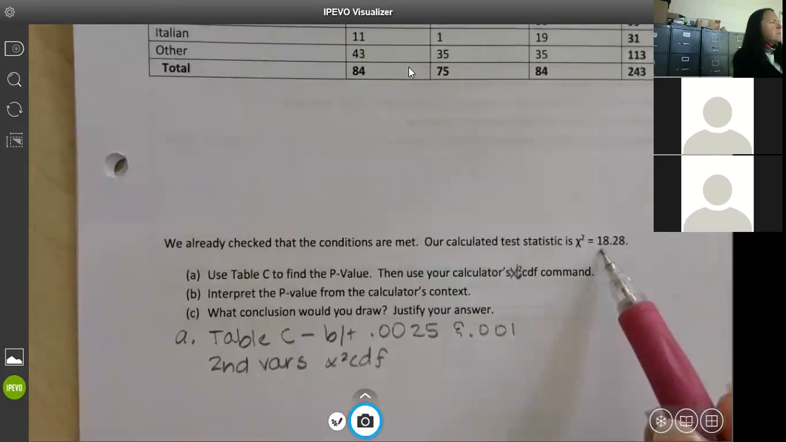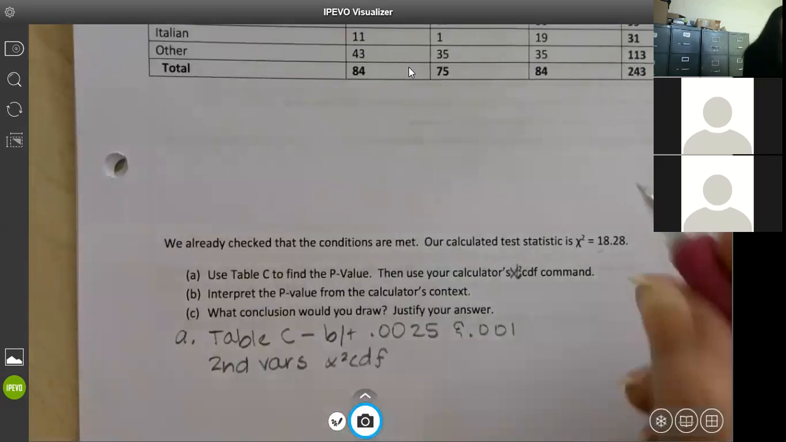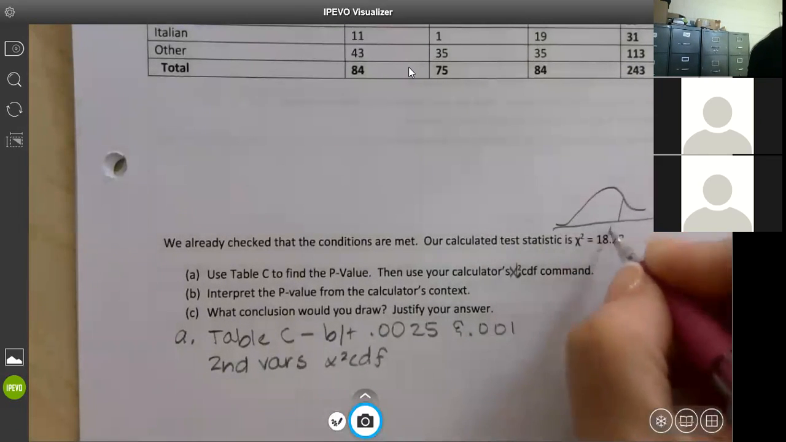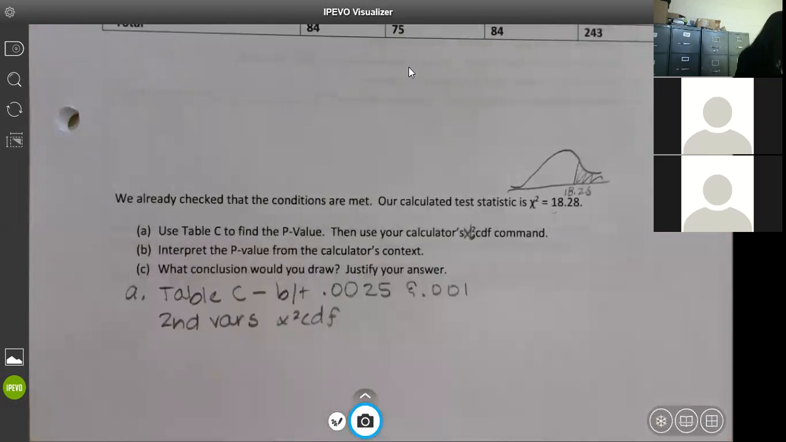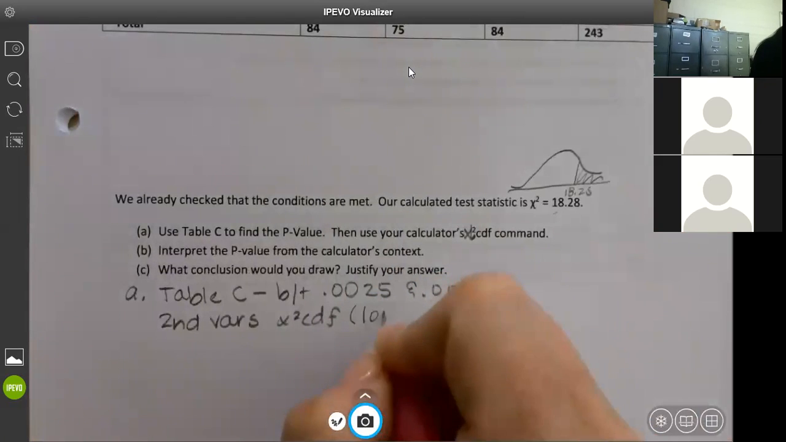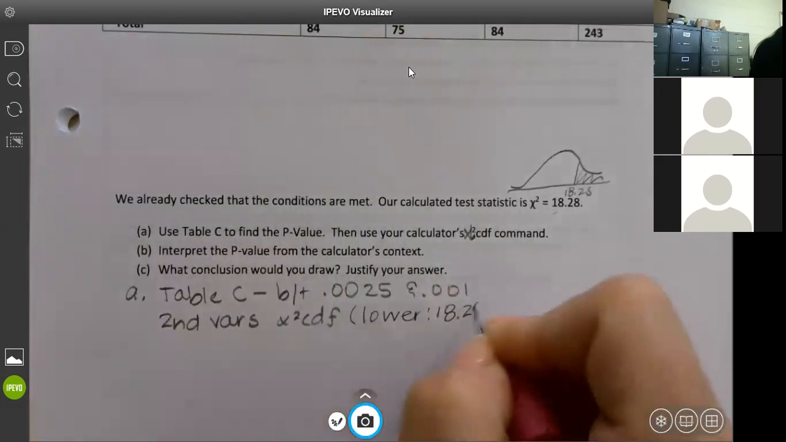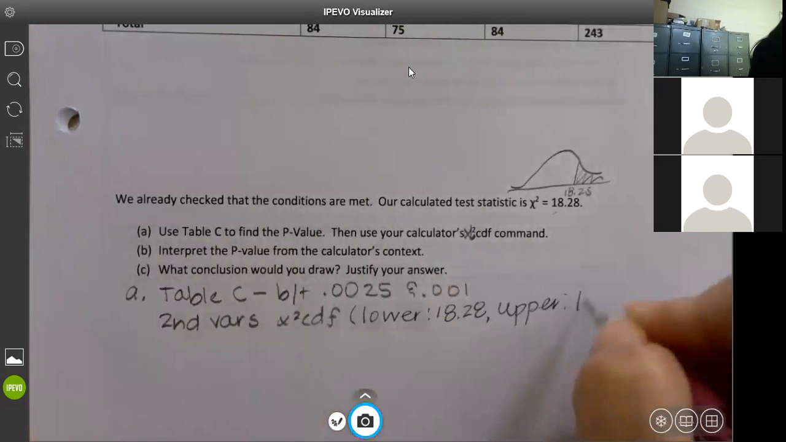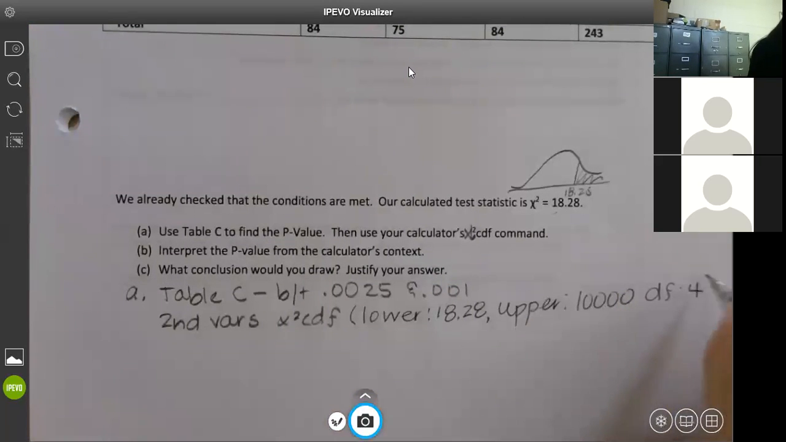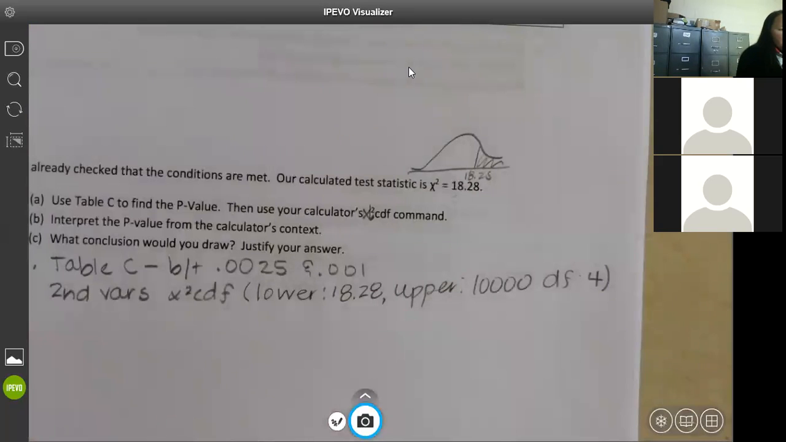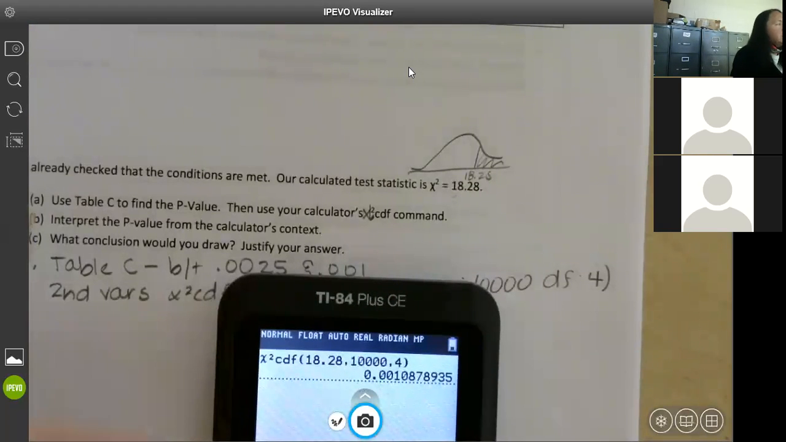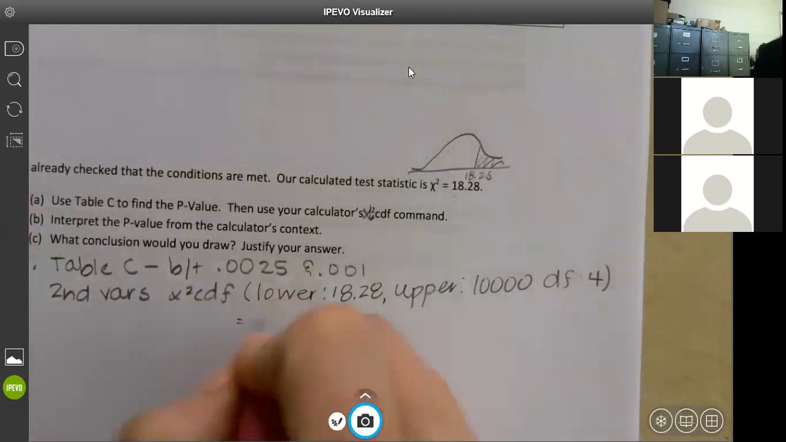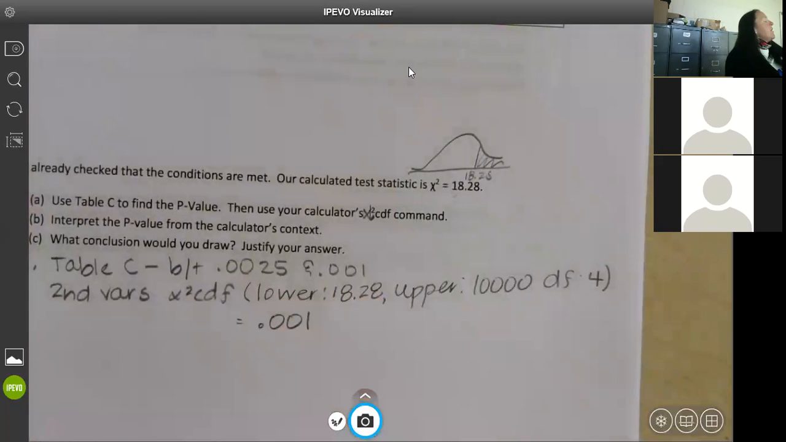So remember that this value is on which side? The right side. So when we make our curve, it looks like this. So what would be my lower? What's my upper? Really big number. And my degrees of freedom were 4. And when we put that in, we get a p-value of 0.0010. So 0.001. Now remember that value that was underneath 0.001 was 18.48. So it should be really close to that anyway. Okay.